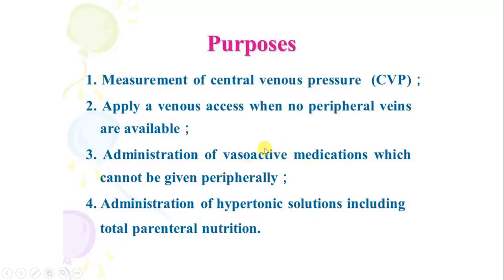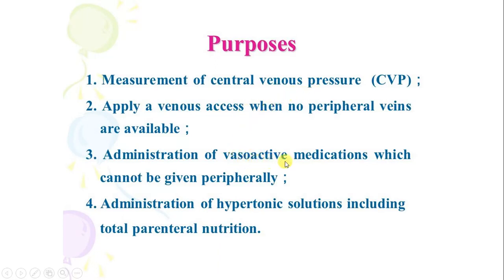So the purpose of the central venous catheter or line, the CVP line, is to measure the central venous pressure. That's why it's called the CVP line. Actually, it is a central venous line, but you can measure the central venous pressure through this catheter. You can apply the venous access when no peripheral vein is available. So when all the veins are collapsed or small, then you can choose this way.